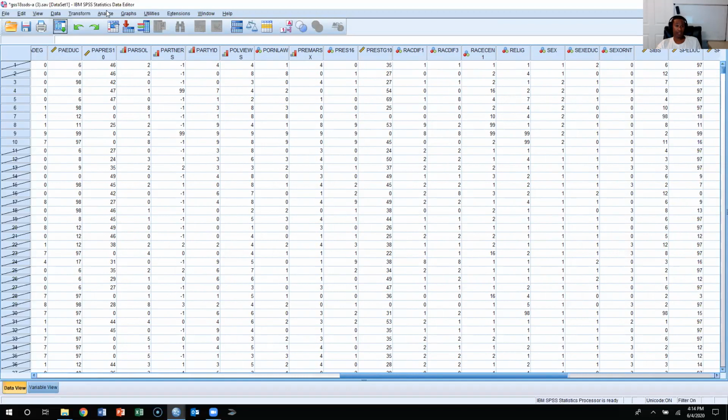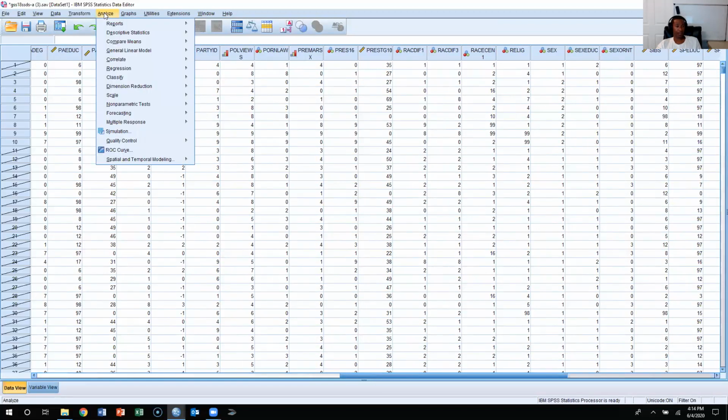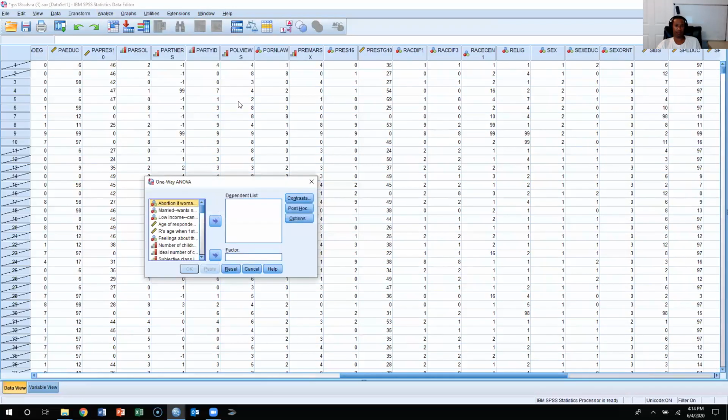Now the second step. I'm going to click on Analyze, and then come down to Compare Means, and then click on One-Way ANOVA. And display variable names. Now the dependent variable is age when kid was first born. So I'm going to put this variable into the dependent list, and my independent variable is going to be degree.